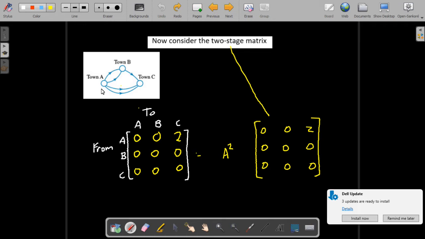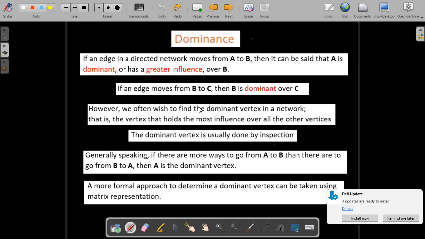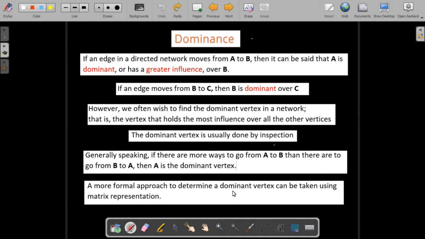So you're looking at where it starts and where it ends, just by inspection. However, we do need a more formal approach to finding which vertex is more dominant over the others, and we find that by using matrix representation. Generally speaking, if there are more ways to go from A to B than there are to go from B to A, then A is the dominant vertex. That's what we're looking at.